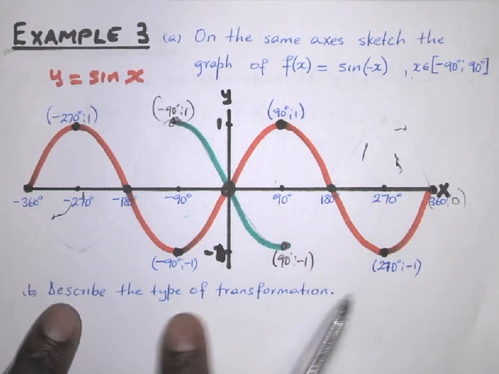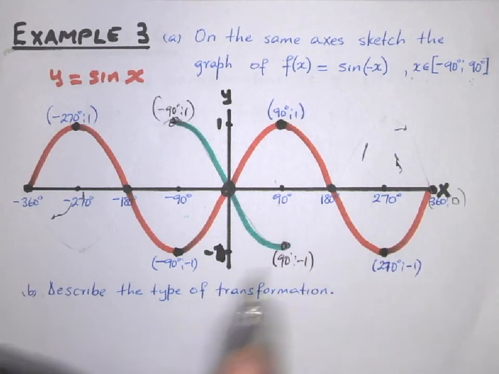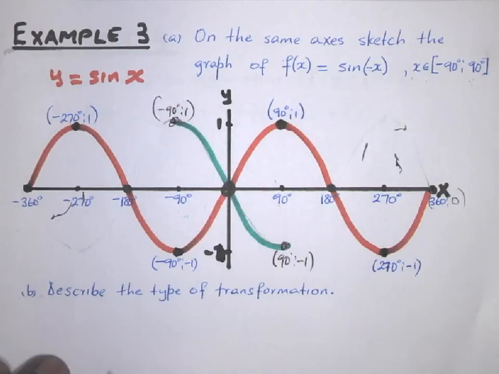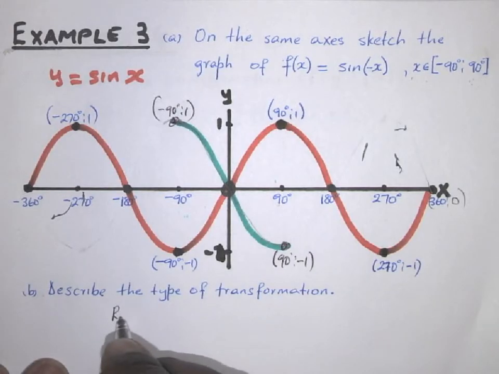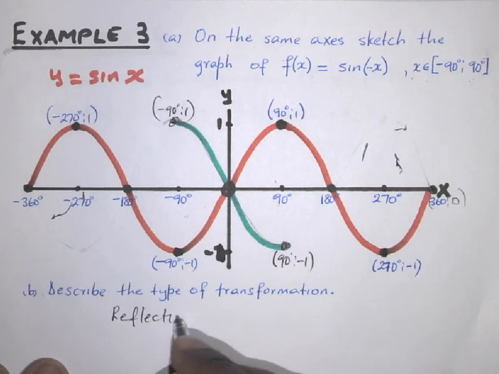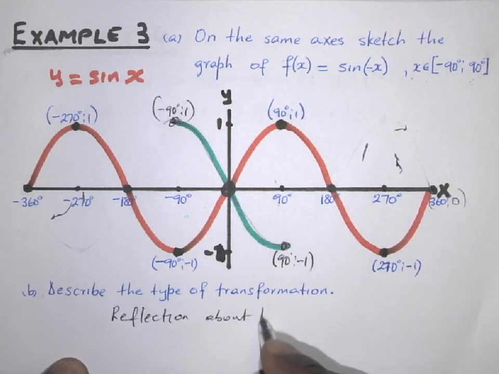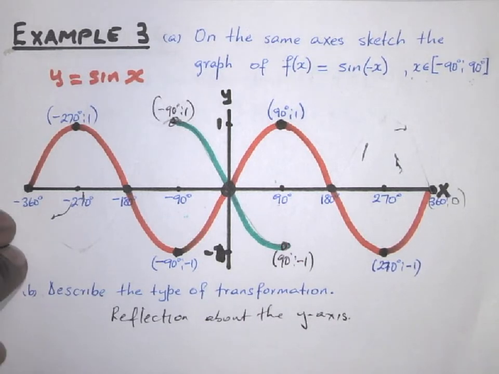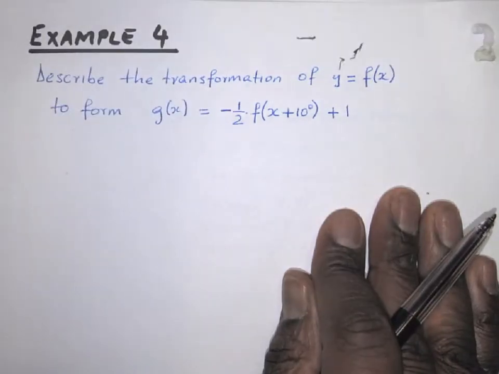Now describe the type of transformation. As we said, you can see that this piece has been reflected about the y-axis. So we can say this is a reflection about the y-axis.